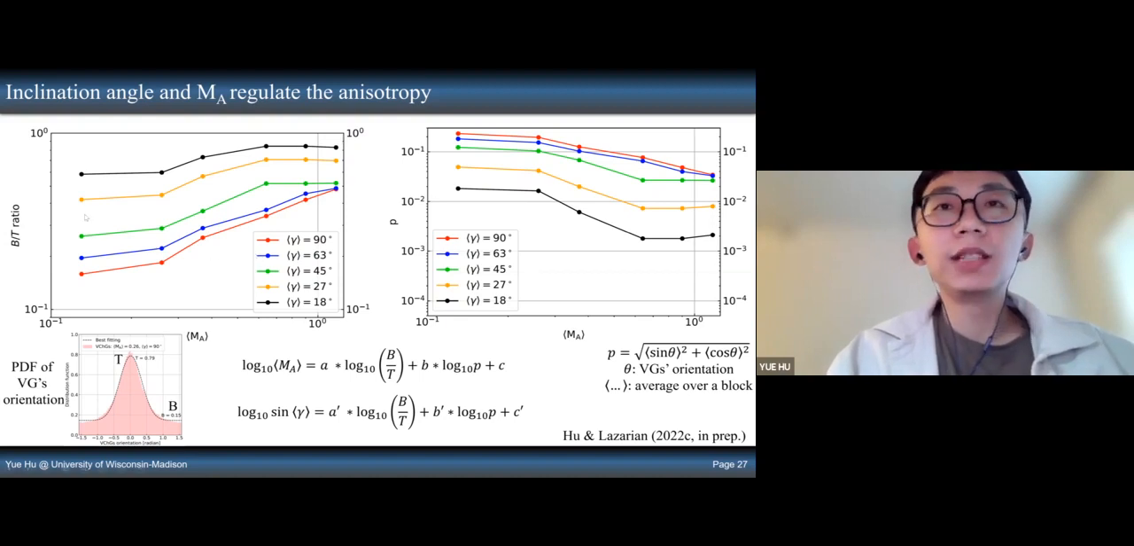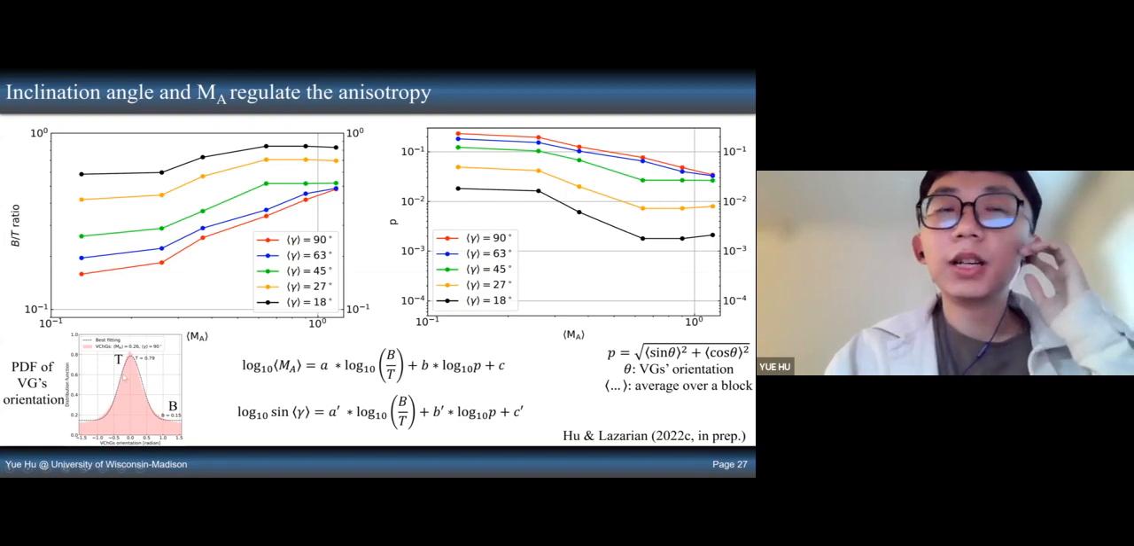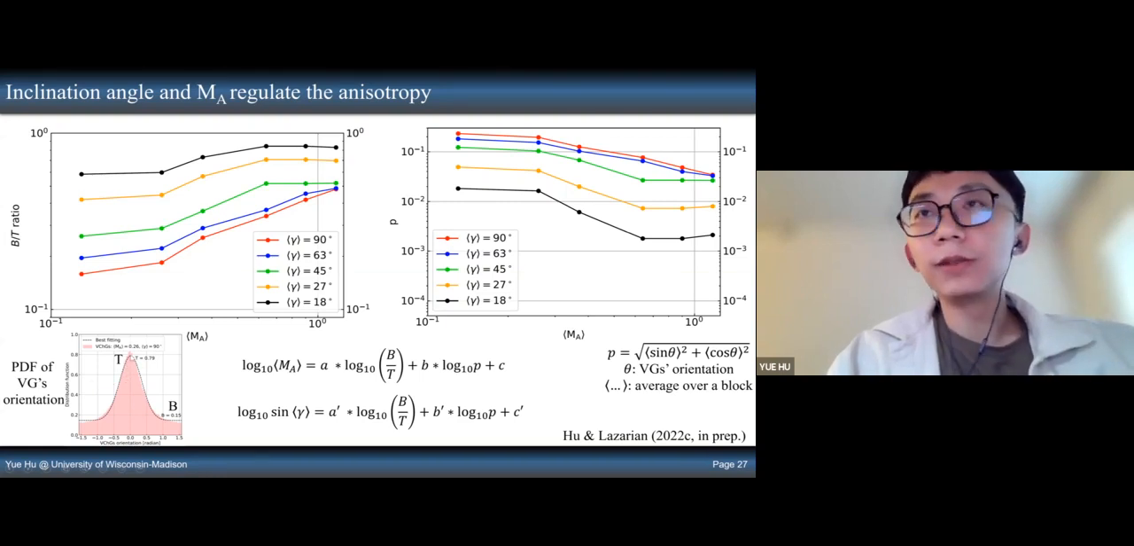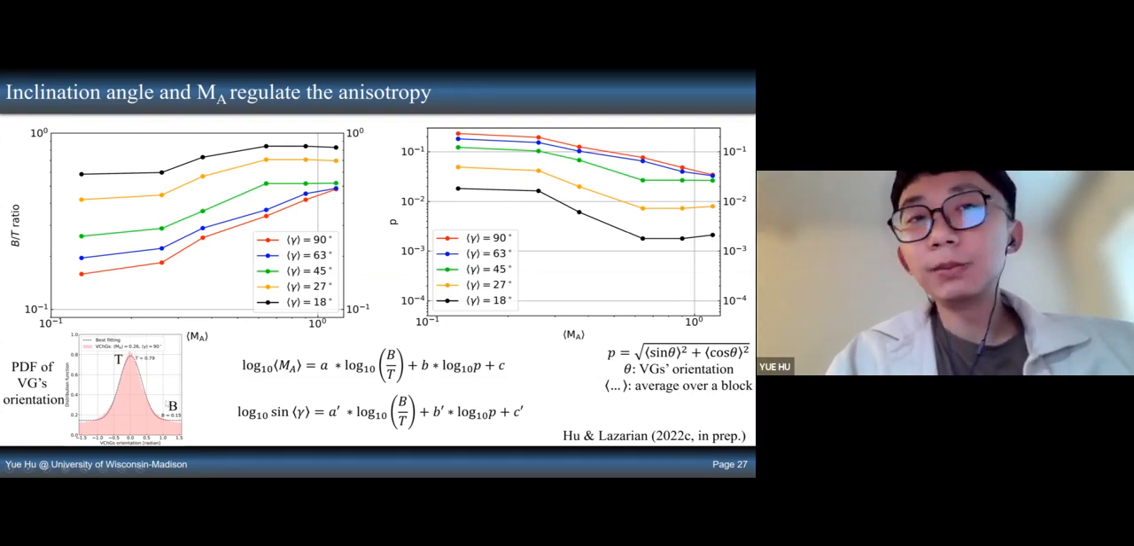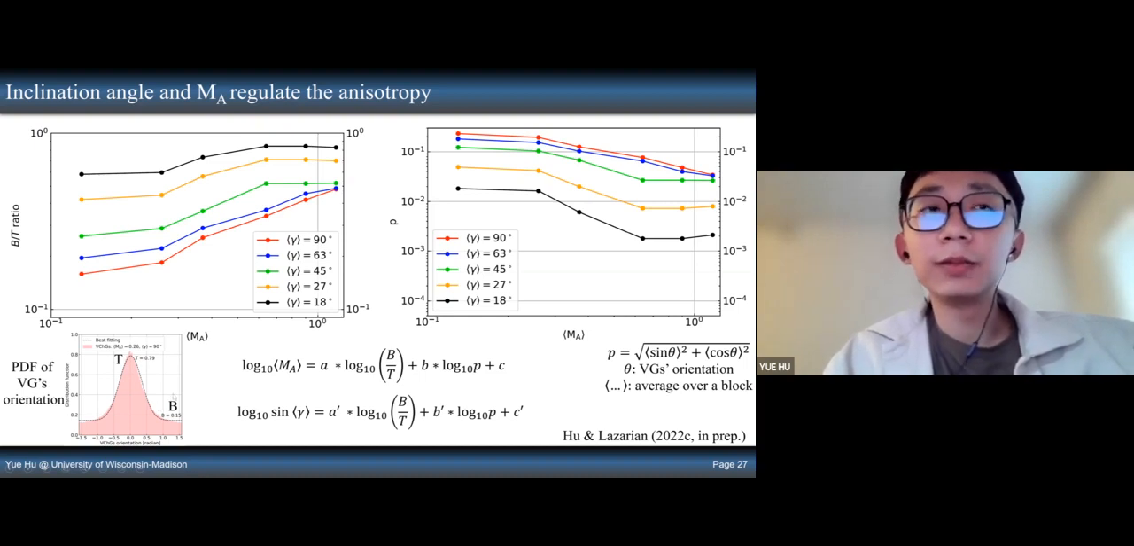And such measurements are provided by, for example, the B/T ratio. The B/T ratio is the ratio between the maximal value of the histogram of velocity gradient orientation, B, and the minimal value of the histogram of velocity gradient orientation, T, and that ratio characterizes the anisotropy.